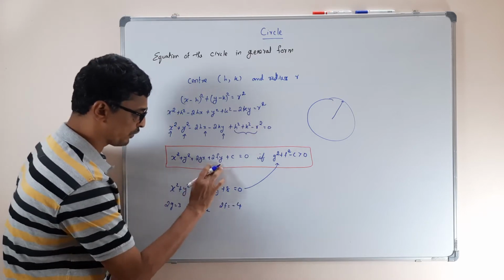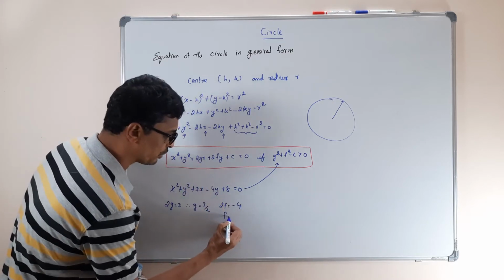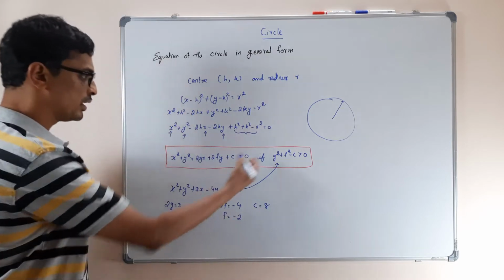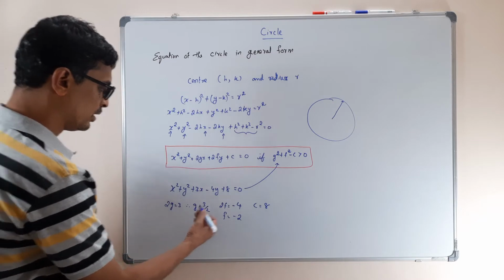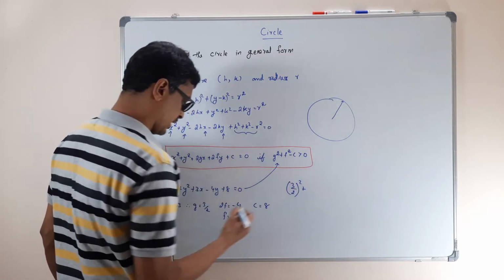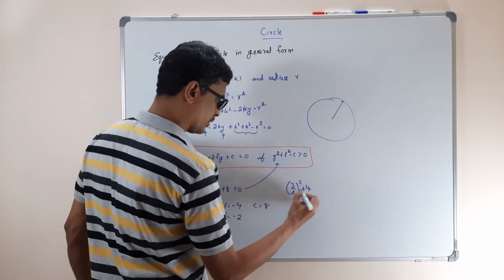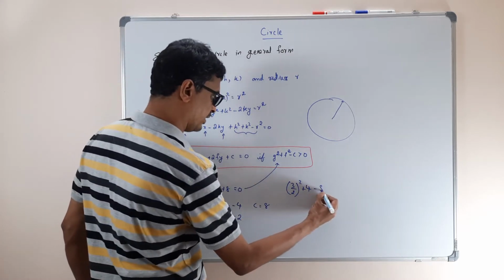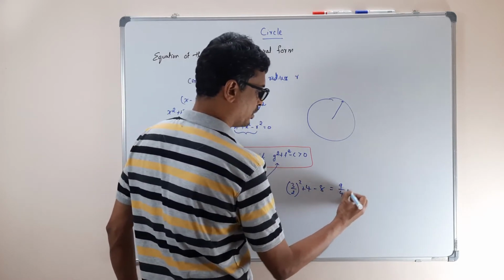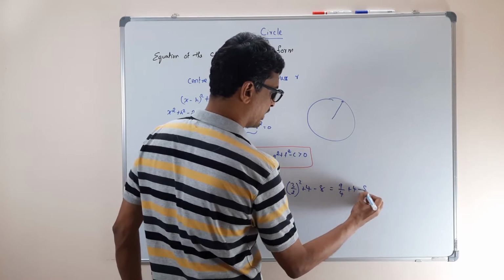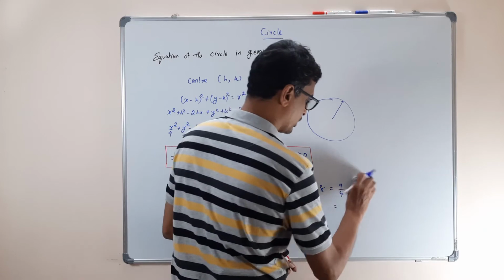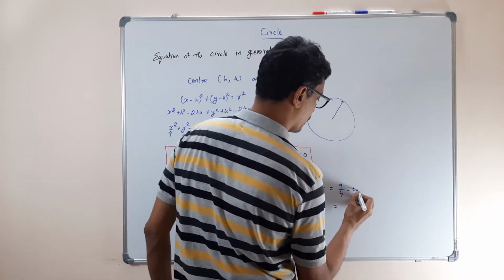Minus 4, because 2fy is minus 4y. So f equal to minus 2. And what is c? c equal to 8. Put the condition. g square is what? (3/2) whole square plus f square. f square is 4, minus 8. This will be 9 by 4 plus 4 minus 8. Correct? So it will be minus 4.